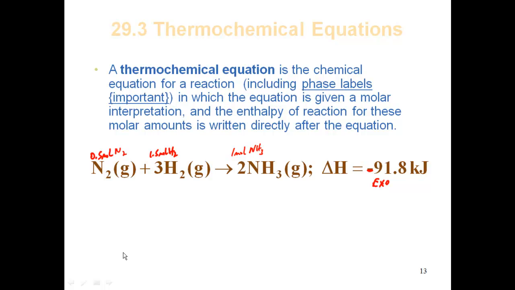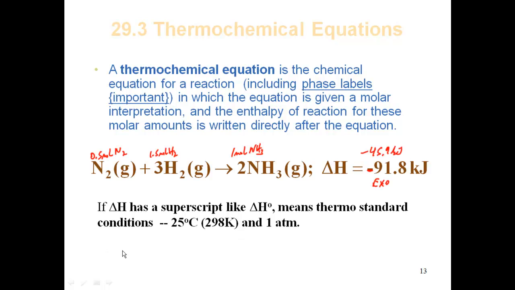Since this is an extensive property, how much heat is going to be generated? Half the amount, which means I will be given an exothermic amount of 45.9 kilojoules of heat. Now what if I doubled the amount of nitrogen and doubled the amount of hydrogen, which made double the amount of ammonia? Then how much heat is going to be released? Double the amount, okay? Because of the fact that it's an extensive property.